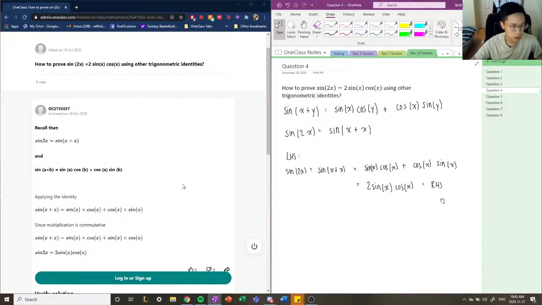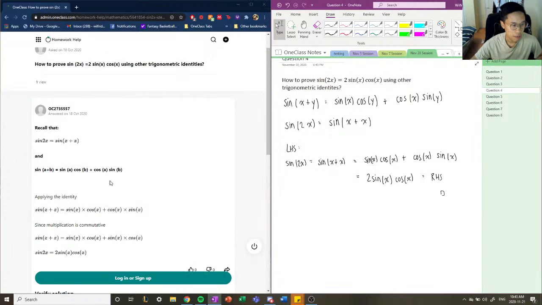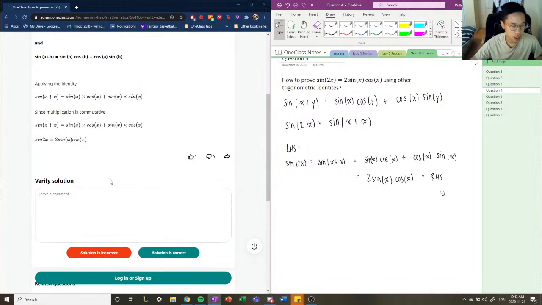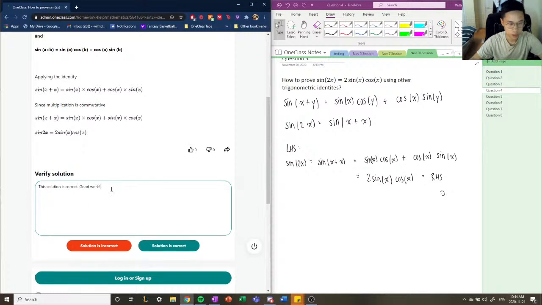In your questions and homework, there will probably be very unfamiliar trigonometric equations that you have to prove using the full roster of trigonometric identities. And it really only takes practice to understand what kind of tricks and techniques you need to use, and which identities you need to use for certain questions. So this solution is correct. Cool.